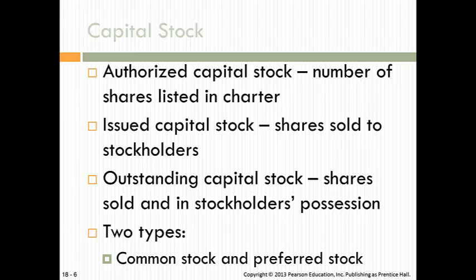The third is outstanding capital stock. This is the number of shares that have been sold and are actually owned by stockholders. You'll learn later that it's possible for a corporation to own its own shares. The corporation is not a stockholder, so any shares the corporation owns are not considered outstanding. In this course, you'll be learning about preferred stock and common stock. Each type has its own general ledger account.